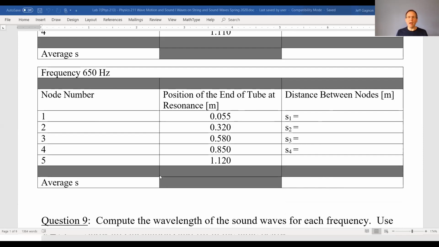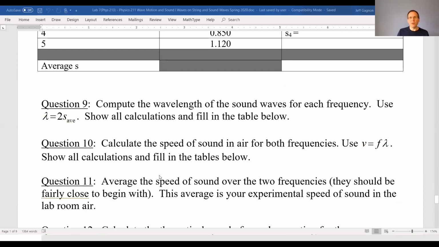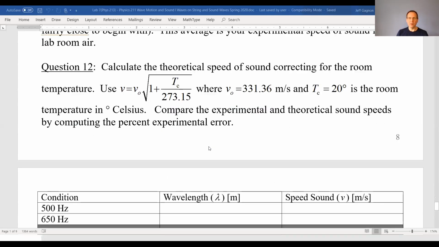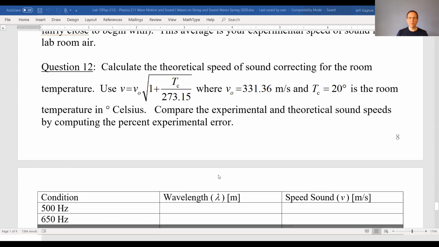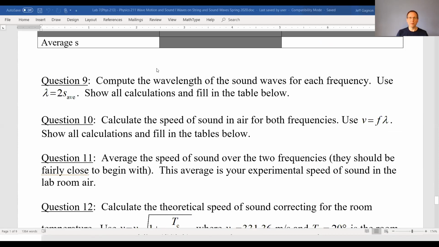Now that you have that average node-to-node distance, you can compute the wavelength of the sound waves for each frequency. Remember, a node-to-node distance S is half of a wavelength. So the wavelength is going to be twice the average node-to-node distance. You can fill in this table here. You want to find the wavelength for the 500 hertz condition and for the 650 hertz condition. That was question 9.